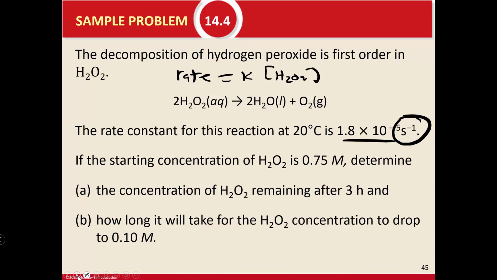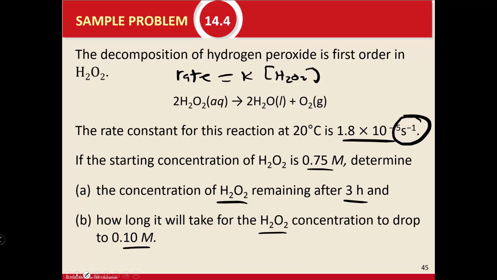Starting with an initial concentration of 0.75 molar, determine the concentration of the hydrogen peroxide after 3 hours. How long will it take for the hydrogen peroxide to drop to 0.10 molar? All right, so these are great questions. You want to stop here. You want to back it up a slide. I'll write it right here.